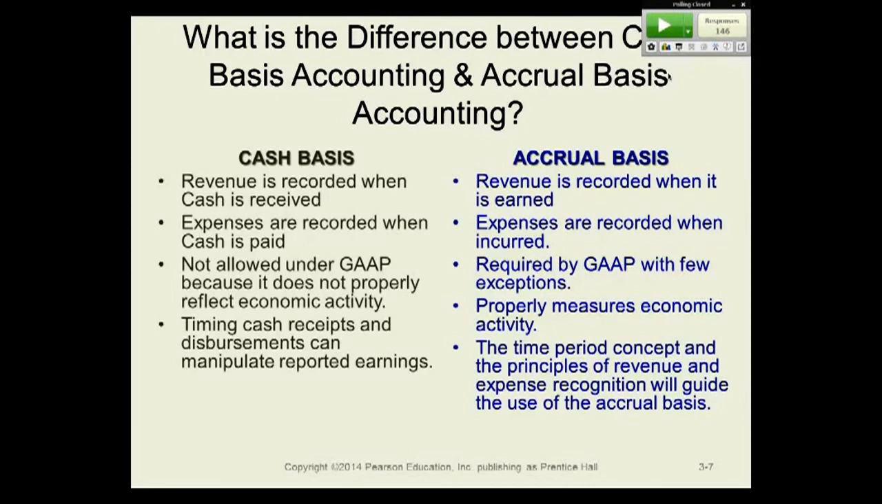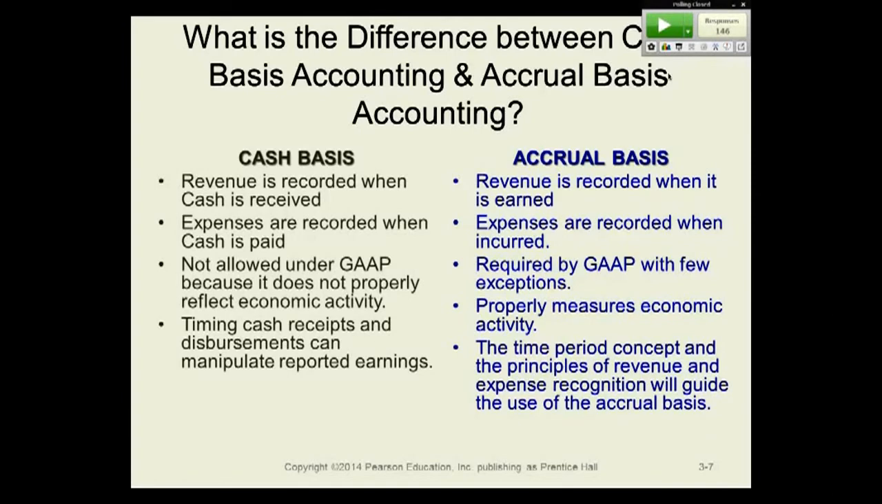On the other side, of course, the cash basis, you only recognize revenue when cash is collected. You only recognize expenses when cash, of course, is paid. And again, it is not permitted under GAAP because it doesn't measure economic activity. It only measures the timing of cash receipts and disbursements, which I said could result in manipulation of earnings.